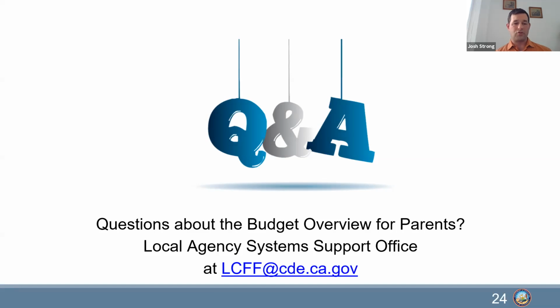Again, for school districts and for county offices of education, the budget overview for parents will go through the review and approval process as it has in past years. And so the requirement for that formal review and approval has not been removed within current legislation. So there is a formal review and approval process for school district to county office of education budget overview for parents.